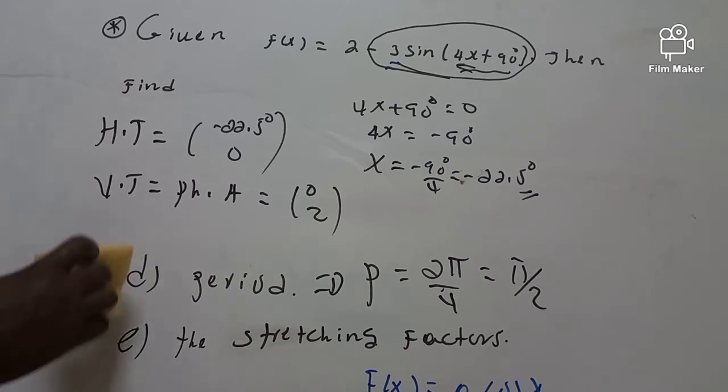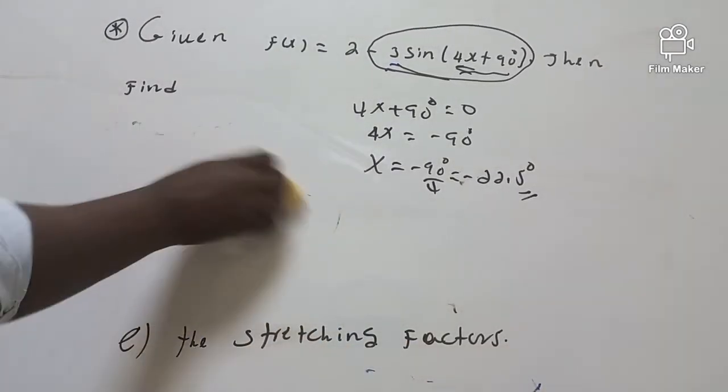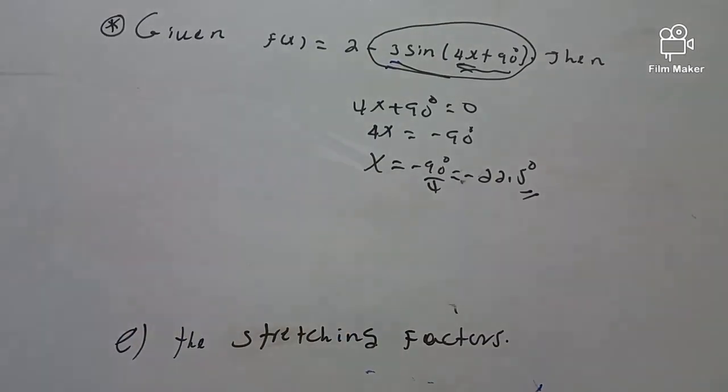When you come to the last point, that is the stretching factor, there are different stretching factors of this problem. How are we going to determine the stretching factors of the graph? First, you have to know how important the stretching factor is to transform one trigonometric function into another one. Therefore, there are 2 stretching factors. One stretching factor is the coefficient of x, and the other is the coefficient of sine of that problem. These are the stretching factors of the given problem.